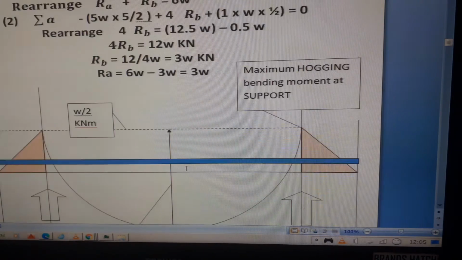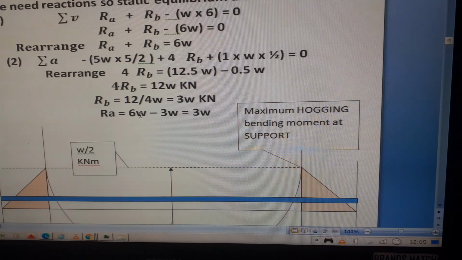Then we just plug that result back into equation 1, and we get RA equals 6W minus 3W, which equals 3W.